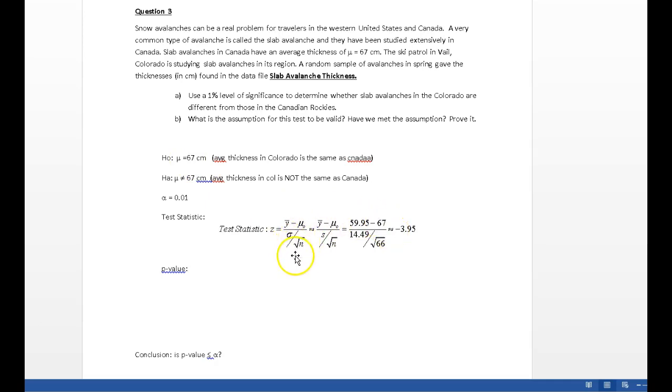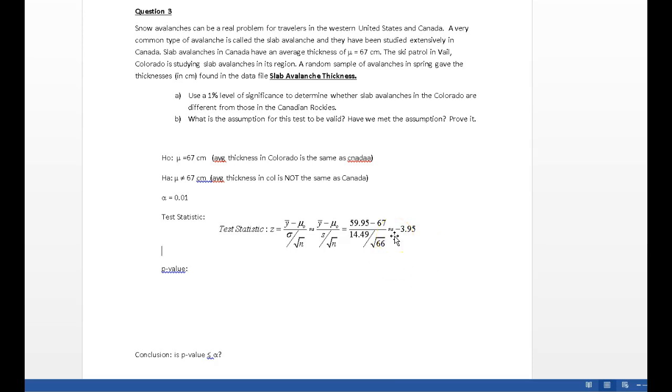Now normally we would be dividing by population standard deviation, which we don't know, but because our sample size is 60 or over, we're allowed to substitute the sample standard deviation. I plug that in, and here's the value. I divide by the square root of n, and I get a test statistic of negative 3.95. So that's my test statistic.